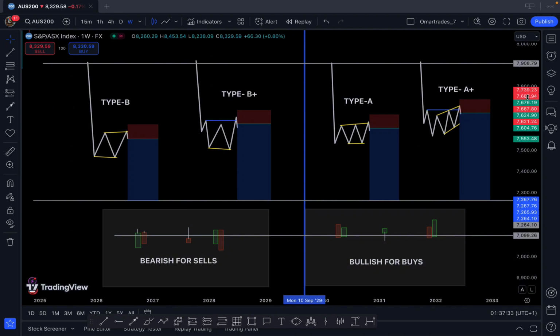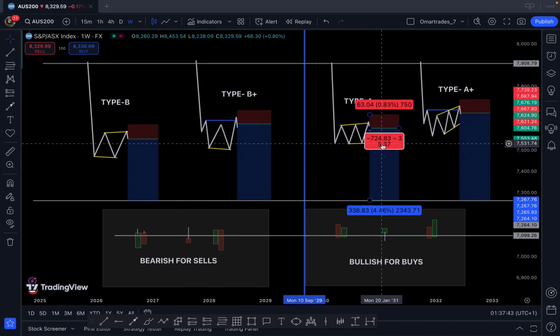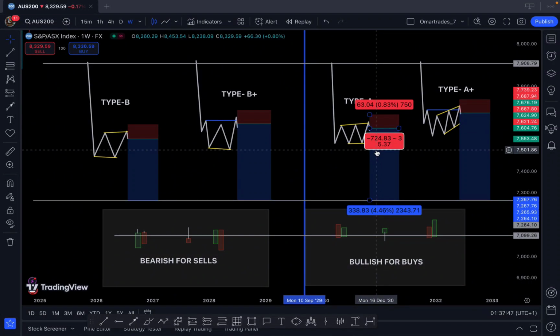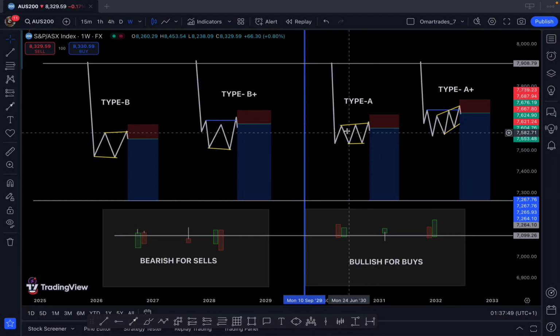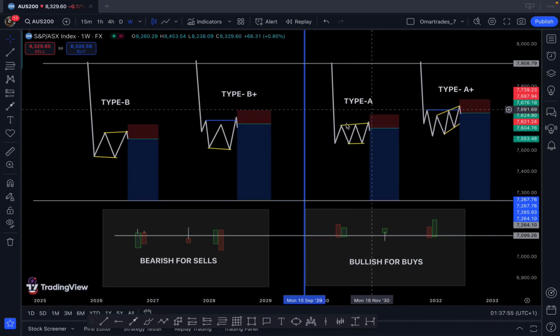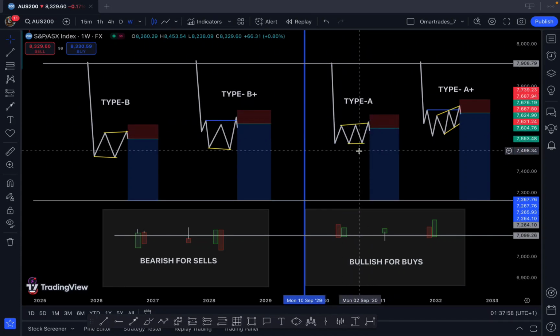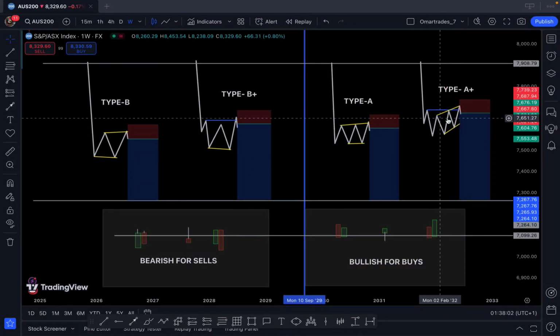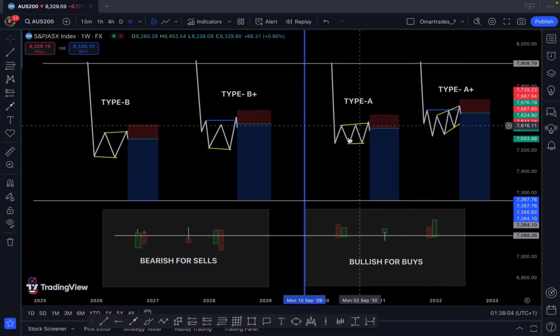So which is why I classify them as type B plus and type A plus, and then we have the ordinary type B and the type A. Now, why is this one type A and this one type B? This one is type A because it has a higher probability of actually playing out, because it's a three touch pattern. We have 1, 2, 3. So this one has a high probability of playing out compared to this one. This one has a higher probability of playing out compared to this one.